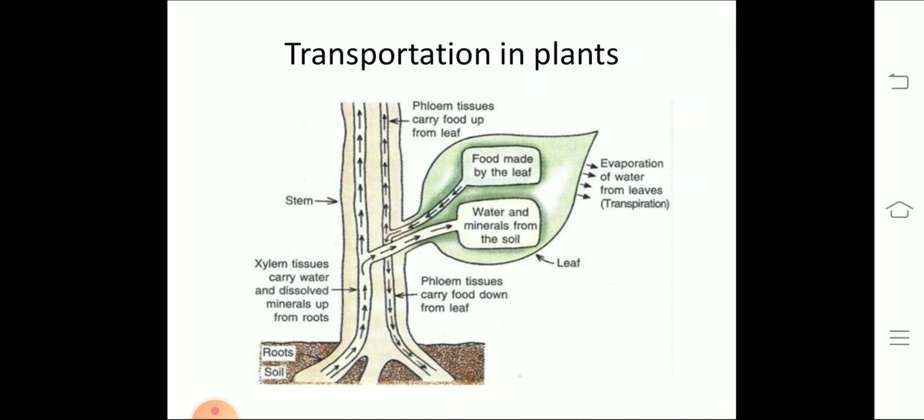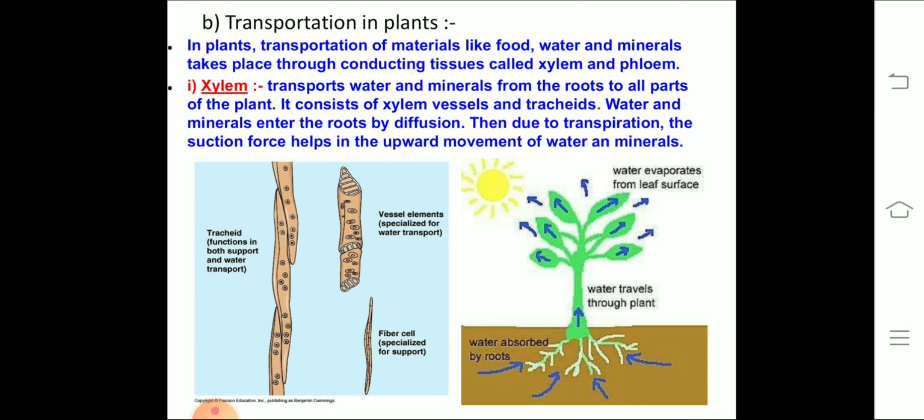So transportation in plants is mainly done by xylem and phloem. Xylem is the water conducting tissue and phloem is the food conducting tissue. Xylem will carry water against gravity, and xylem is made up of 4 types of elements. What are those 4 types of elements? Tracheids, vessels, xylem parenchyma and xylem fibers. Xylem parenchyma and xylem fibers are not helping in transporting, they are helping in storage and giving mechanical strength respectively. But the main conducting cells of xylem are tracheids and vessels.